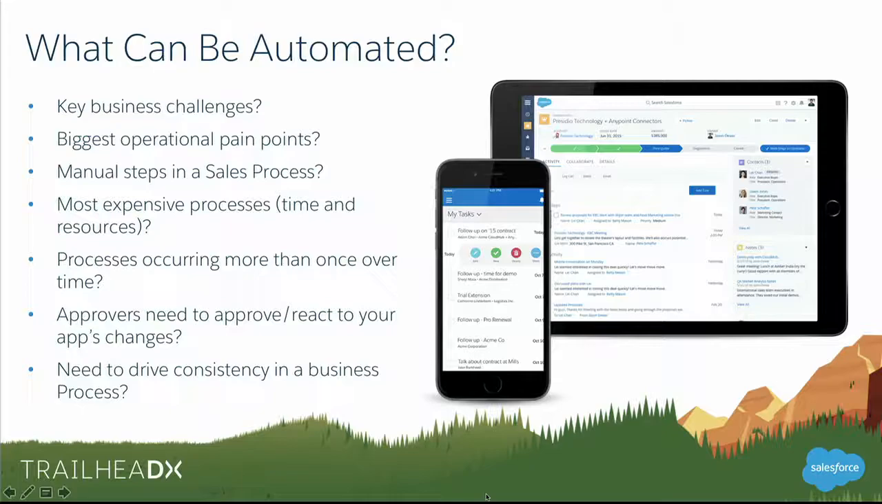So what can be automated when we're looking at Salesforce? Any key business challenges, those can be automated. When you're looking at what those key business challenges are, coming up with automation for that and how you're going to handle it is something you can do. Your biggest pain points, and that's a large one. So talk to your users, find out what their challenges are, what those pain points are, and then think of a way using the tool how you can solve that problem for them.